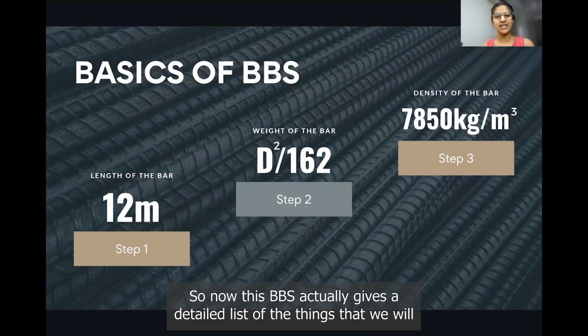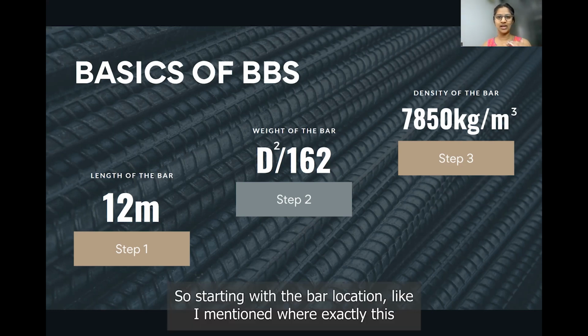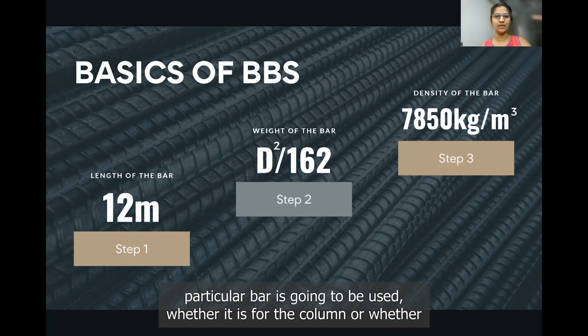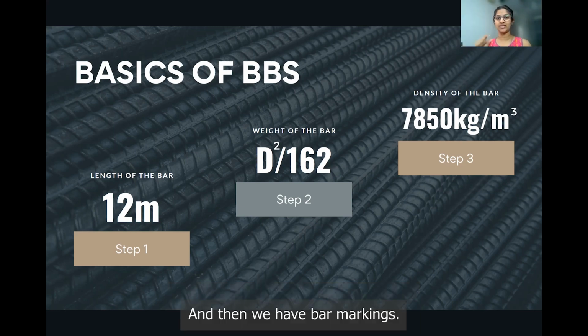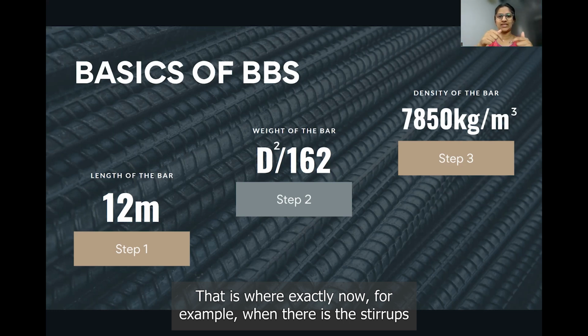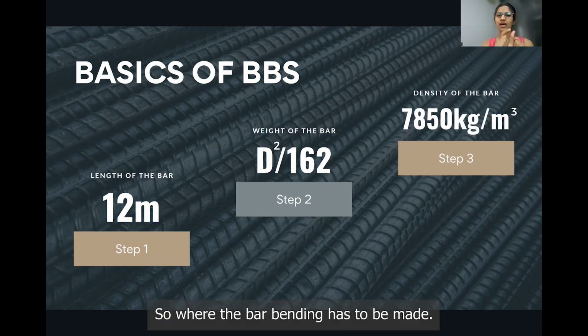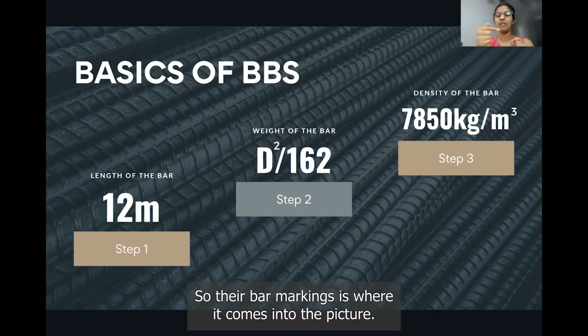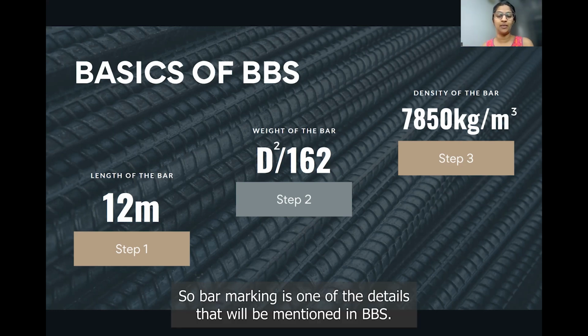Now this BBS actually gives a detailed list of the things that we will be considering in the bar bending schedule. Starting with the bar location, like I mentioned, where exactly this particular bar is going to be used, whether it is for the column or for the beam or for the footing. And then we have bar markings. For example, when there are stirrups used for the columns, where the bar bending has to be made, that is where bar markings come into the picture. So bar marking is one of the details that will be mentioned in BBS.